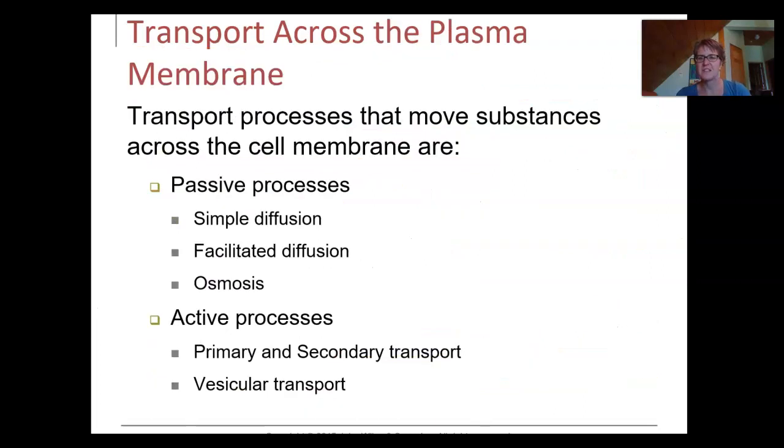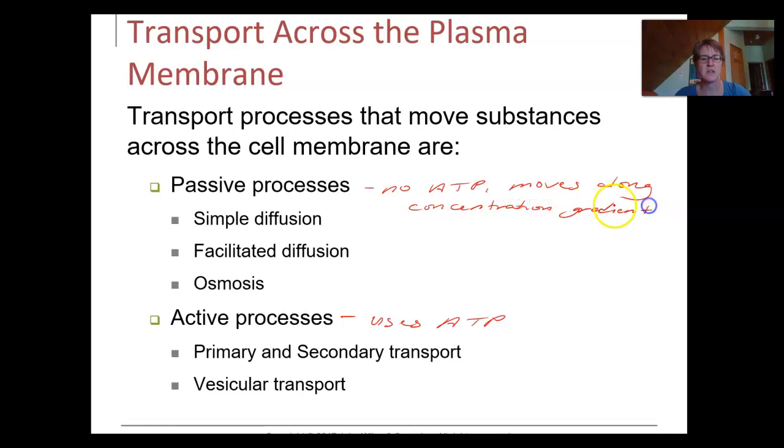So we're going to be talking about passive forms of transport. There are three. Actually, there are four, because there are two different types of facilitated diffusion. Active means it uses ATP. Passive means no ATP. It moves along a concentration gradient. I know we just talked about this in the last slide, but I really want to drive that point home. When I say it moves along a concentration gradient, it goes from high to low.